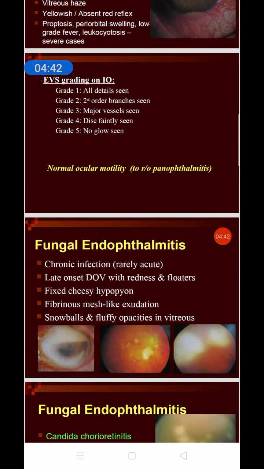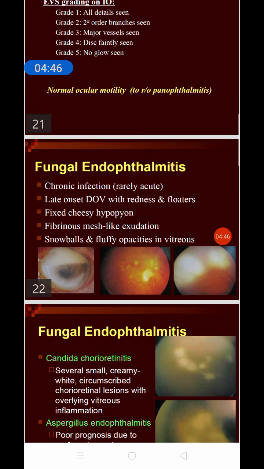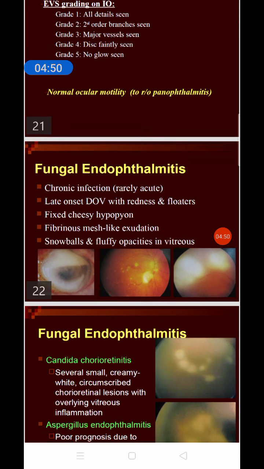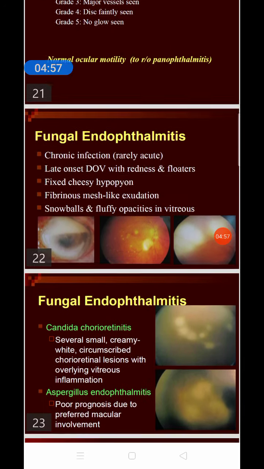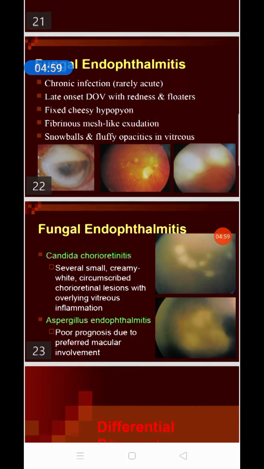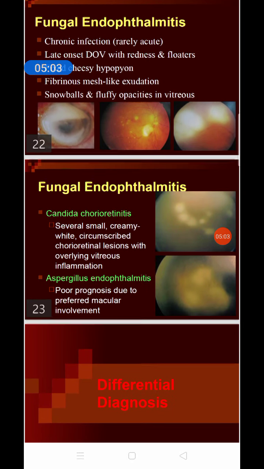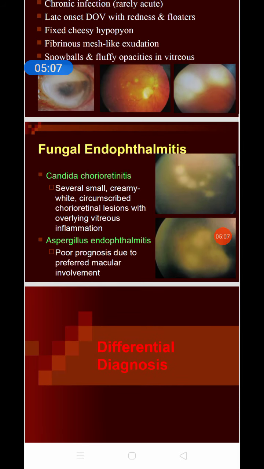So, fungal endophthalmitis is a chronic infection, rarely acute. Usually fungal infections are slow and progressive, so very rarely do you get acute fungal endophthalmitis. Late onset, diminution of vision with redness and floaters, fixed cheesy hypopyon, fibrinous mesh-like exudates, snowballs and fluffy opacities in the vitreous.